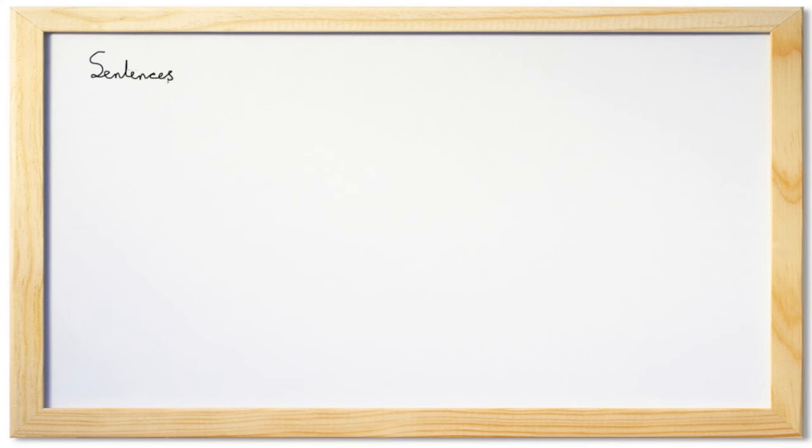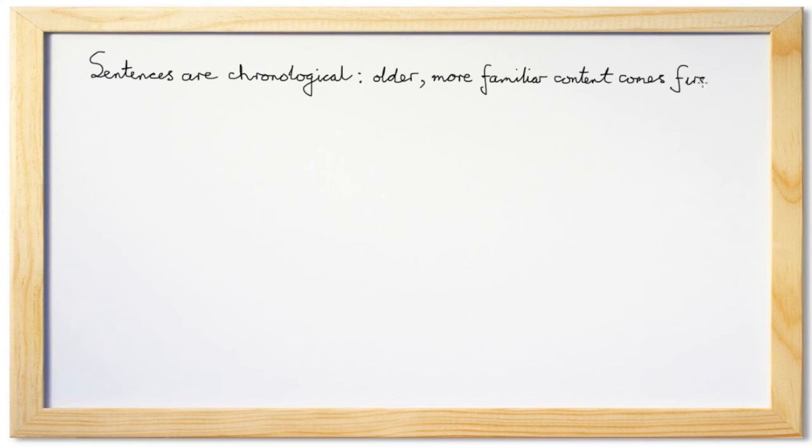In English, and in fact in most languages of the world, sentences are chronological. Older information, that is more familiar information, occurs at the start of the sentence. And at the end of the sentence, we find newer, less familiar information.